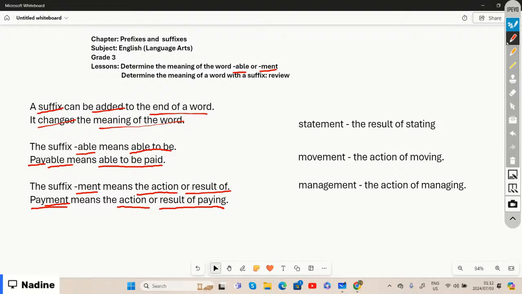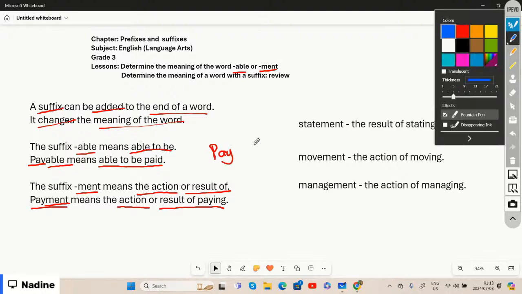All right. And if we look at the suffix able, and we add it to pay, we get payable, which means able to be paid. And then with ment, our suffix ment is the action or the result of. If we add that to pay, then it is payment. So the base word is pay, right? Our base word is pay.